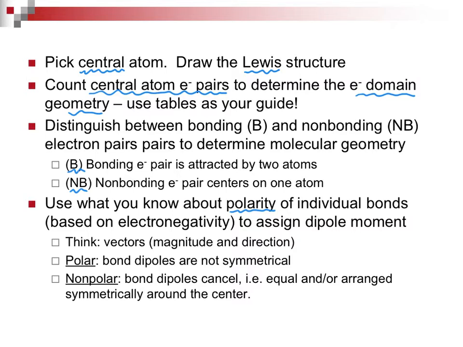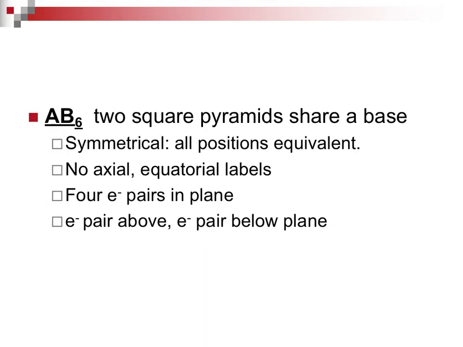So this has the 6 electron domains, and this section also talks about what if there is more than one central atom. So let's begin. AB6, 2 square pyramids share a base. Let me just draw a structure so you have an idea.